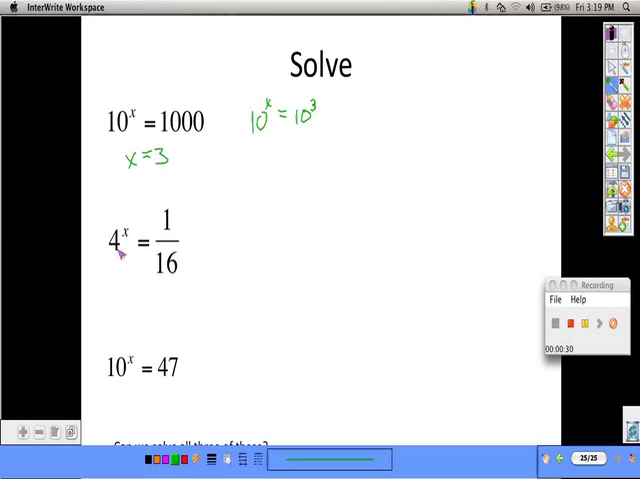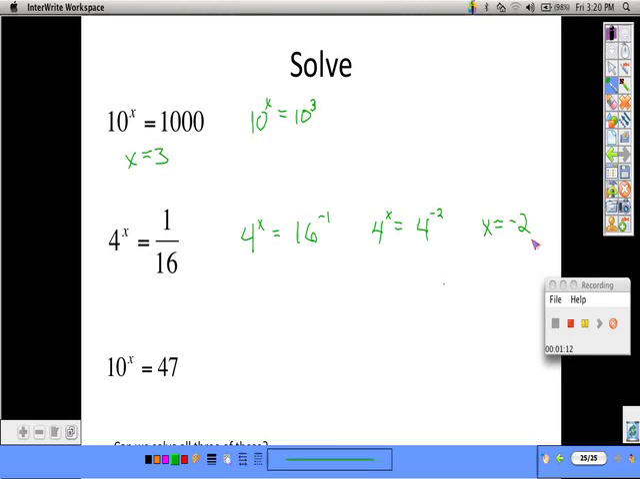With the second one, we're going from a whole number to a fraction, so we need a negative exponent, not a fractional exponent, but a negative one. 4 to the x equals 16 to the negative 1. Now we try to write these two powers so that they have the same bases. 4 to the x equals 4 squared to the negative 1, so 4 to the negative 2. 4 squared is 16. Now we can say that x equals negative 2 because the bases are the same.